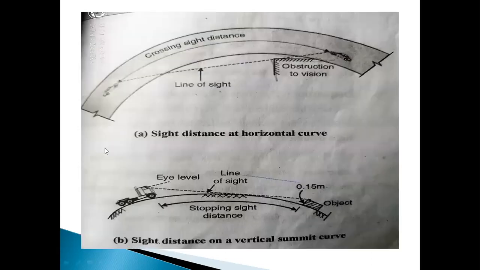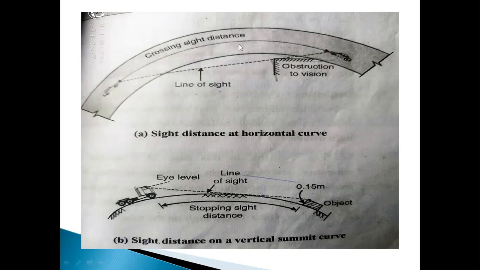Now see, this is the sight distance diagram. This is a vehicle, see the cursor, traveling in this direction. When it travels in this direction on this horizontal curve, the driver of this vehicle can see the distance up to this vehicle.